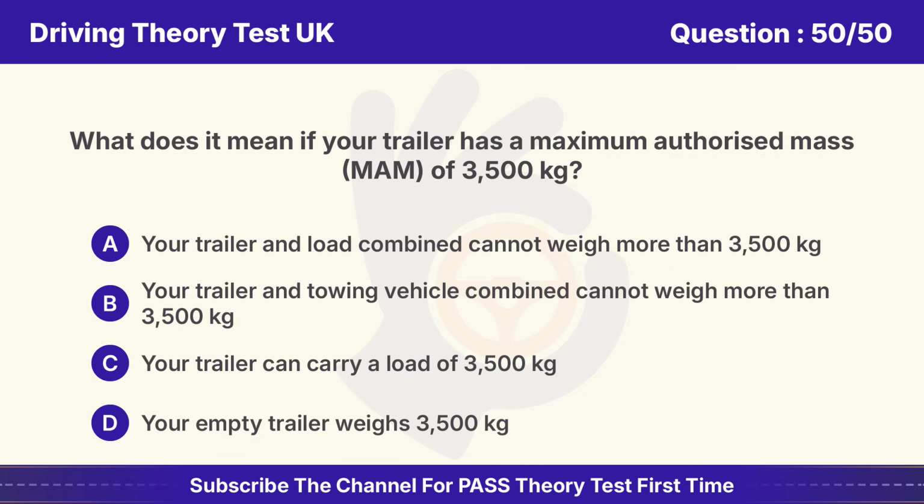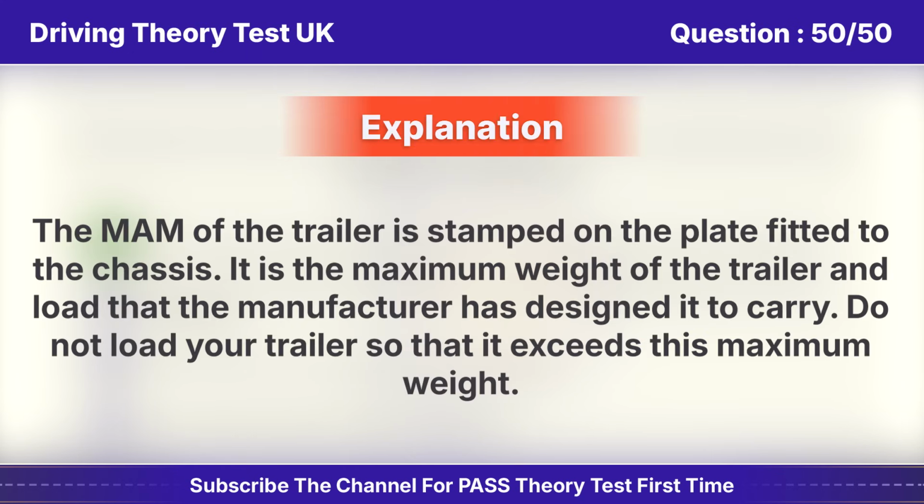Question 50. What does it mean if your trailer has a maximum authorized mass, MAM, of 3,500 kilograms? Answer is A. Your trailer and load combined cannot weigh more than 3,500 kilograms. The MAM of the trailer is stamped on the plate fitted to the chassis. It is the maximum weight of the trailer and load that the manufacturer has designed it to carry. Do not load your trailer so that it exceeds this maximum weight.